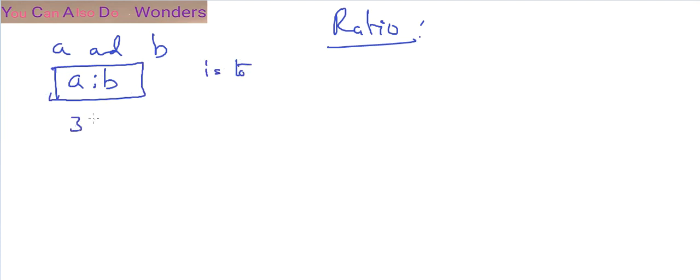Say for example 3 is to 5, 1 is to 4, 3 is to 1 and so on. So what does this imply? What is the meaning of this? So ratio is used to compare two quantities. It need not be two. You can compare more than two quantities also.